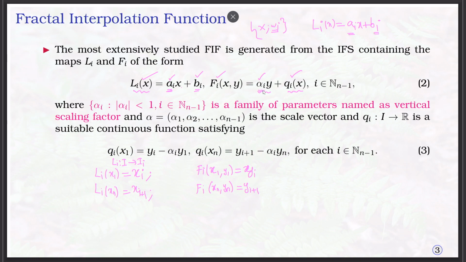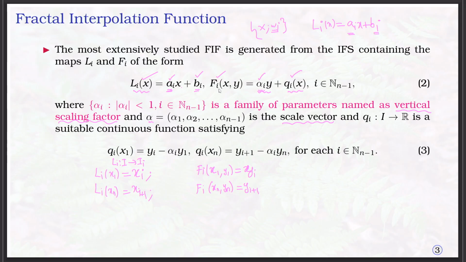Here this alpha i, for each interval we know that in each interval we have one alpha i, and the modulus of this alpha i must be less than 1. This family alpha i for i equal to 1 to n minus 1, number of elements, is a family of parameters named the vertical scaling factors, and this set of numbers alpha 1 to alpha n minus 1 is called the scale vector.